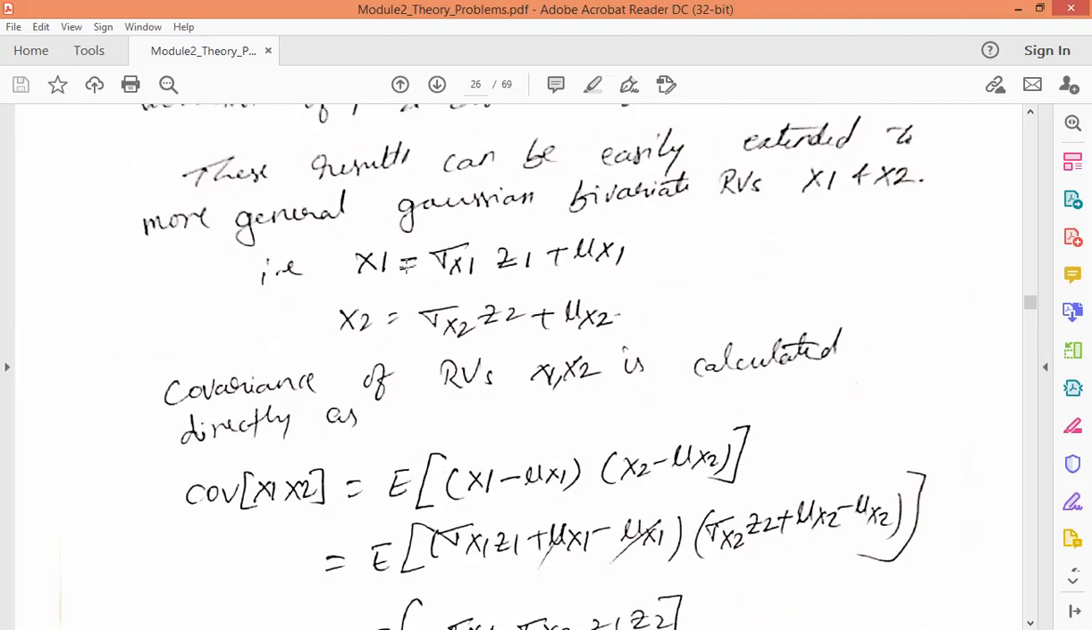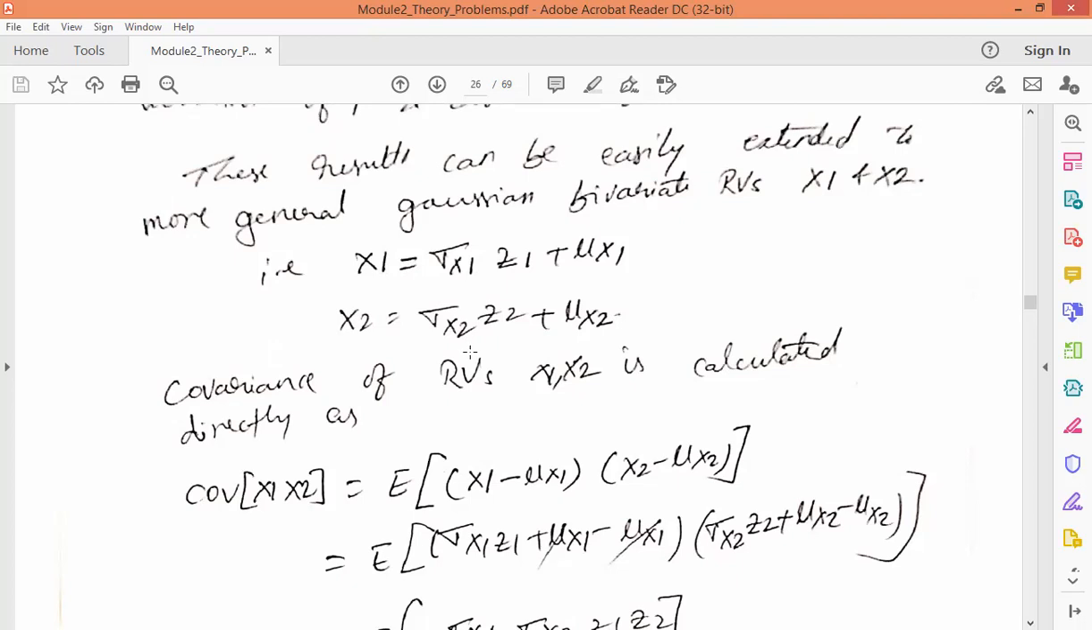So while discussing the Gaussian random variable, we have seen the transformation equation, x is equal to sigma x z plus mu x. Already we have seen that. Here the same equations are being rewritten in terms of the general random variables x1, x2 for the Gaussian. So x1 is defined as sigma x1 z1 plus mu x1, and x2 is written as sigma x2 z2 plus mu x2. And here the means and the standard deviations can be calculated easily for the random variables x1 and x2.